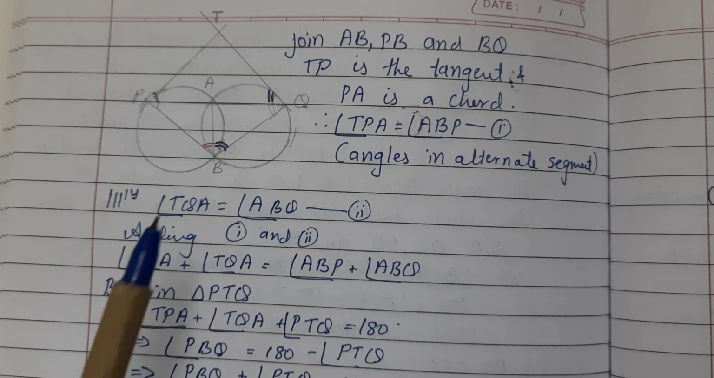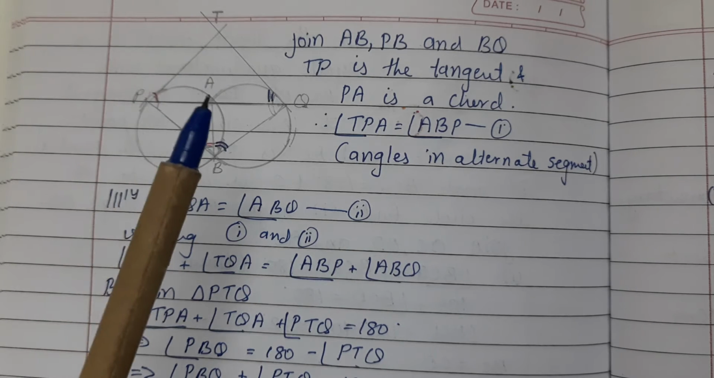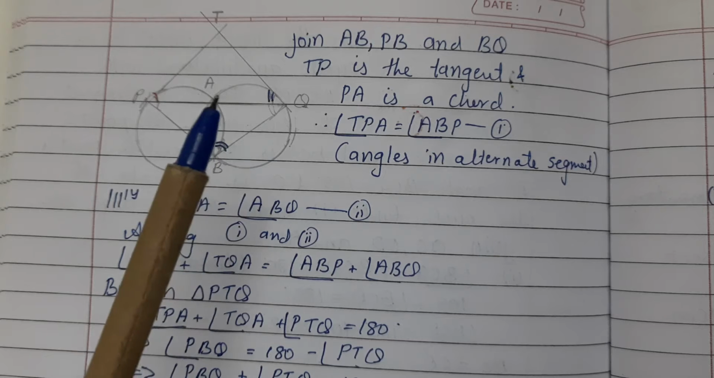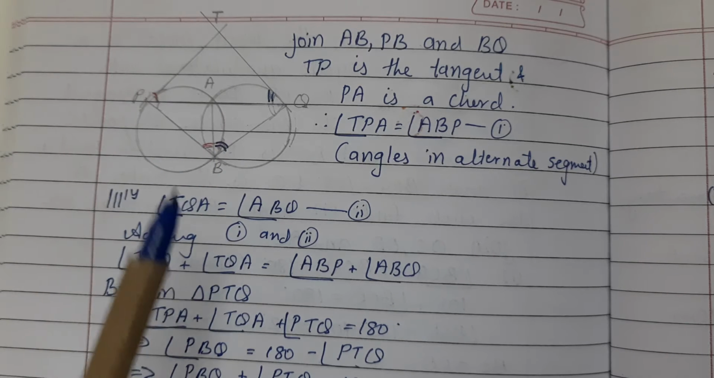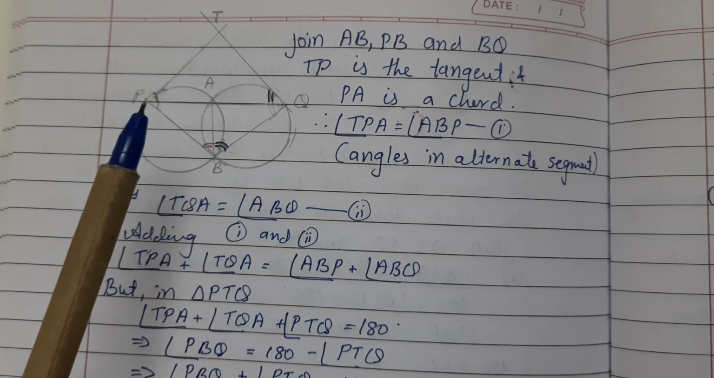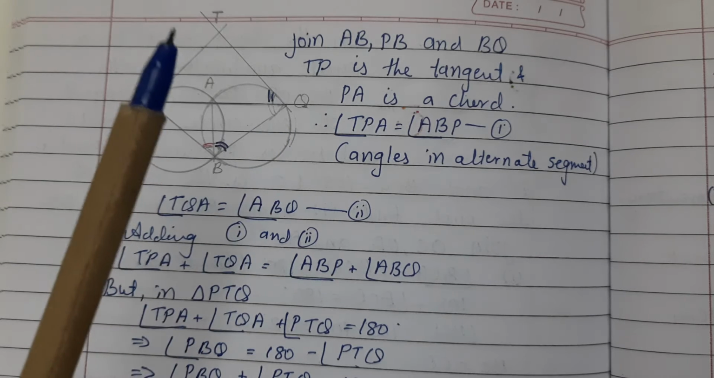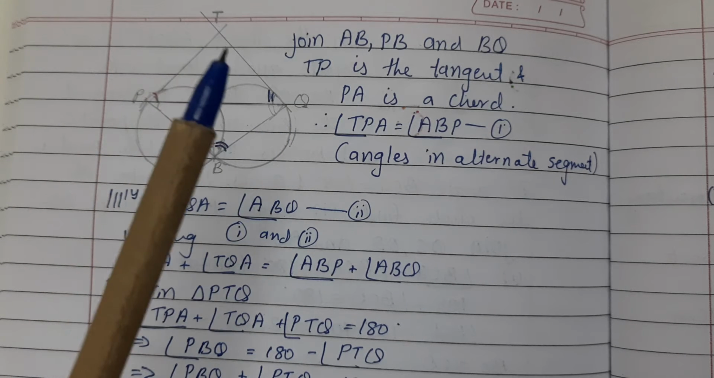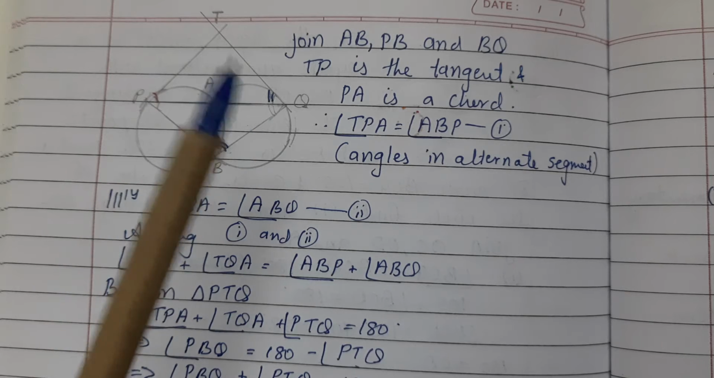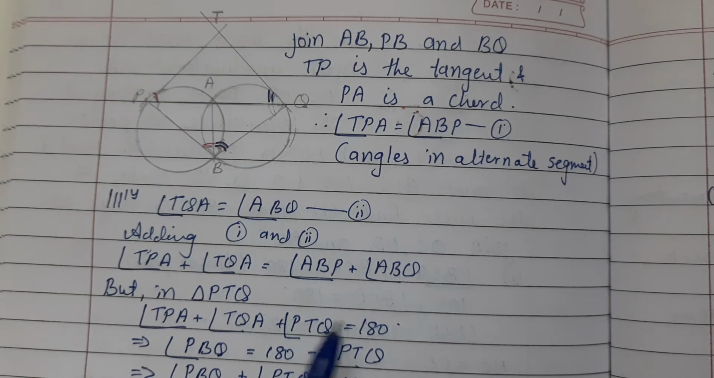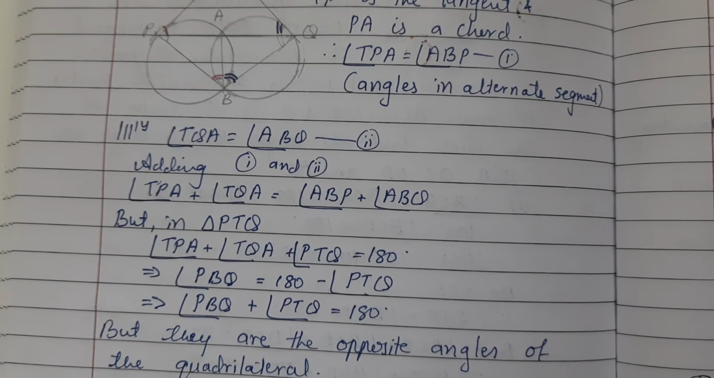Adding 1 and 2, angle TPA plus angle TQA is equal to angle ABP plus angle ABQ. In triangle PTQ, the sum of all three angles of the triangle is 180 degrees. Angle TPA plus angle TQA plus angle PTQ equals 180 degrees.